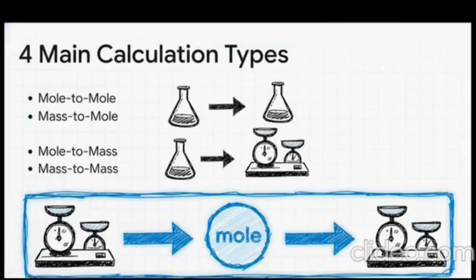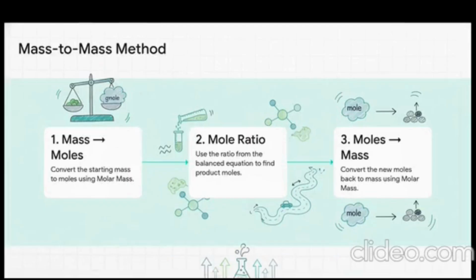Now, there are a few different types of calculations you can do, but they all basically involve converting between moles and mass in grams. But honestly, the most common one, the real workhorse in any lab, is this last one, mass to mass. And here's the secret sauce for how to do it. It's a simple 3-step dance.